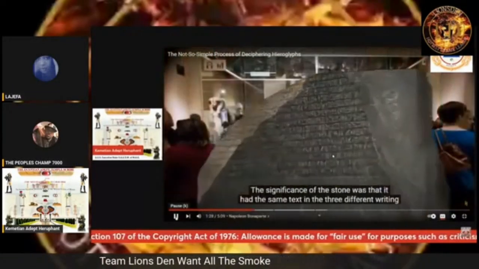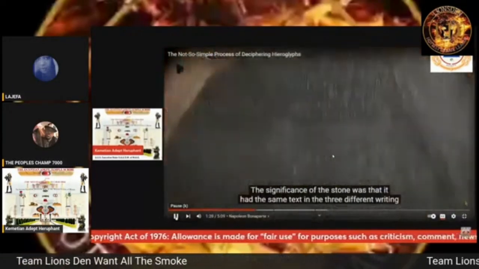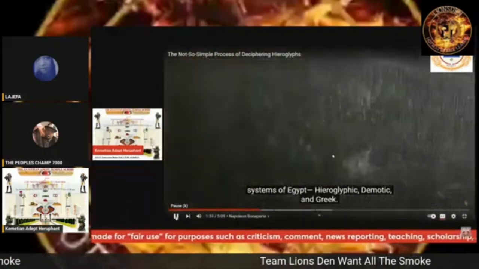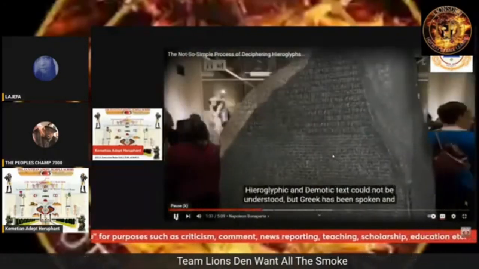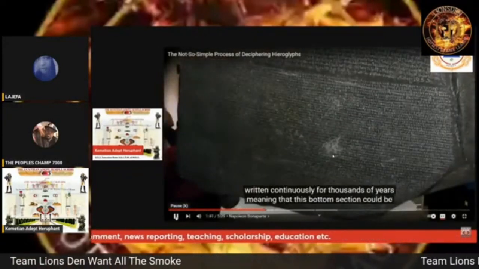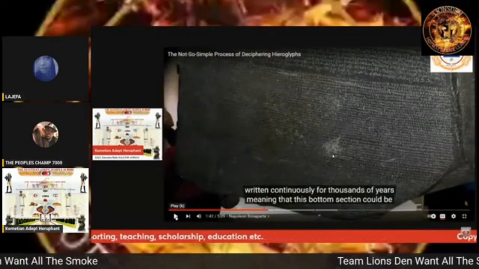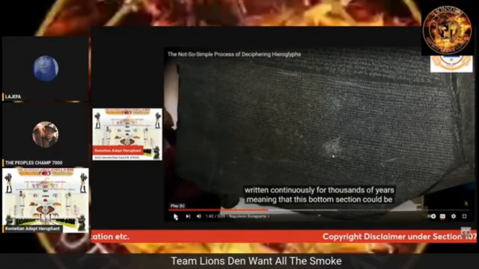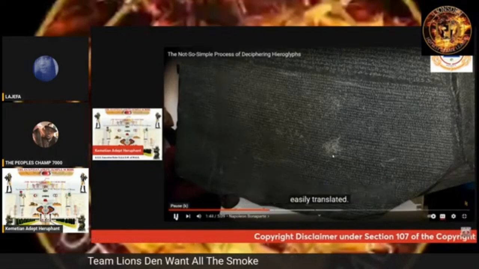The significance of the stone was that it had the same text in the three different writing systems of Egypt: hieroglyphic, demotic, and Greek. Hieroglyphic and demotic text could not be understood, but Greek had been spoken and written continuously for thousands of years, meaning that this bottom section could be easily translated.